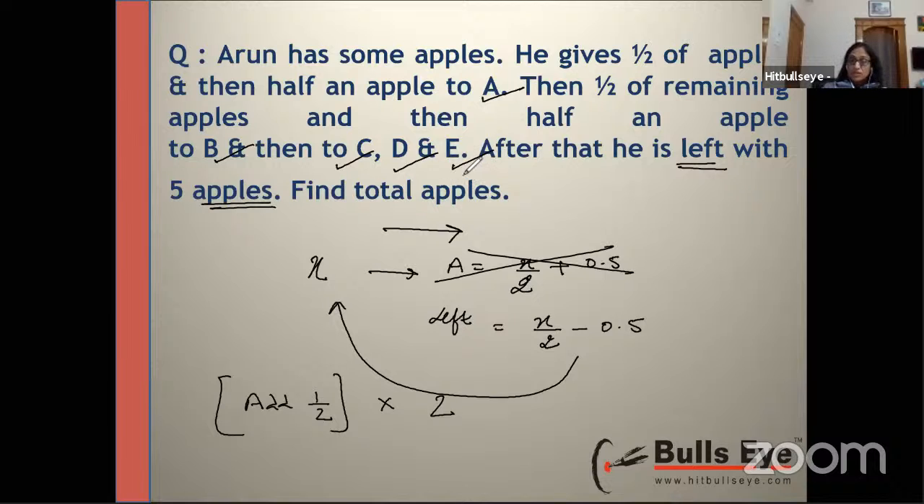Is this logic clear, everyone? That is how I have to come back from 5 apples. So you have to come back 5 steps with a simple calculation. Add half, multiply by 2, then again add half, multiply by 2. Do this process 5 times. Yes or no? Is the logic clear?